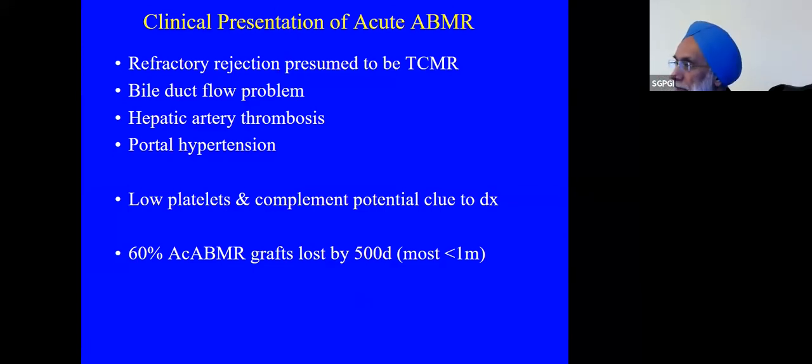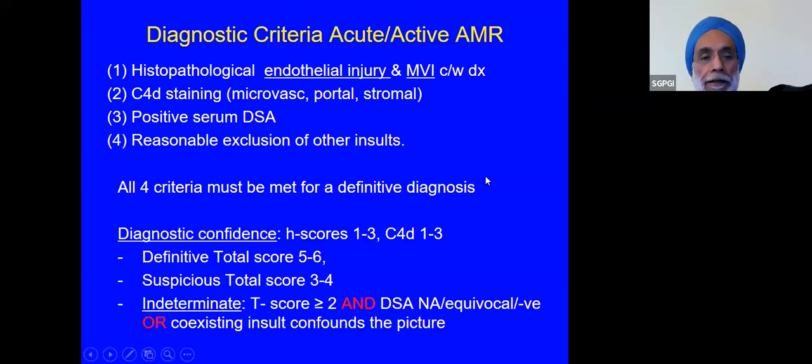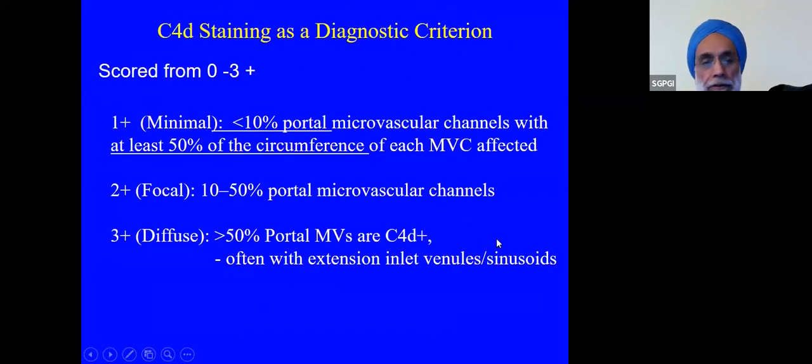Remember, it can present as a bile duct problem, as a hepatic artery thrombosis, and as portal hypertension. Low platelets and low complements are clues that you may be dealing with ABMR. The basic histopathology has been shown; it's microvasculitis. So I think I can skip many slides, though I might make a few points here and there. The diagnostic criteria were already covered, so I think I can get through much of this.